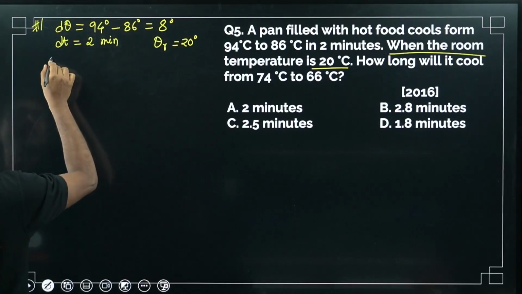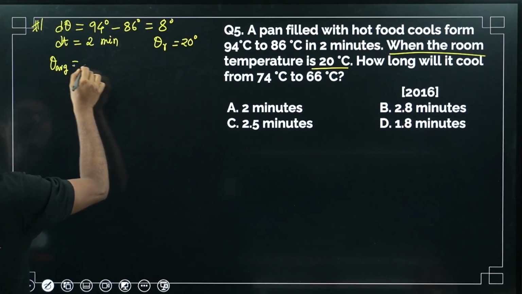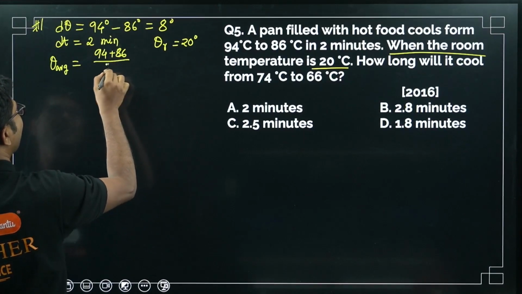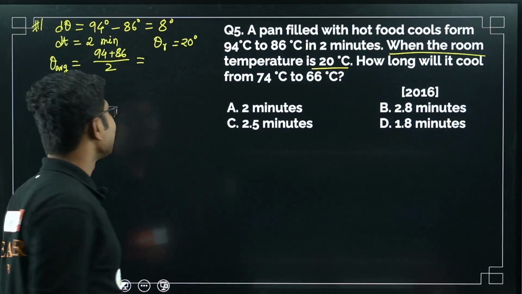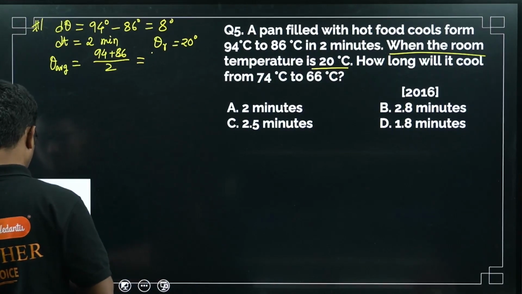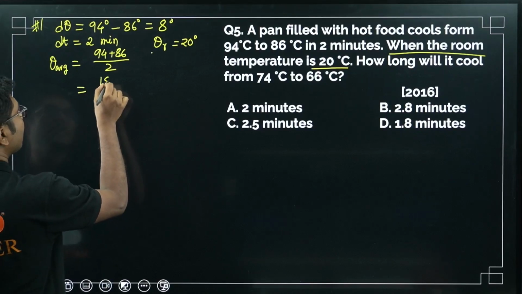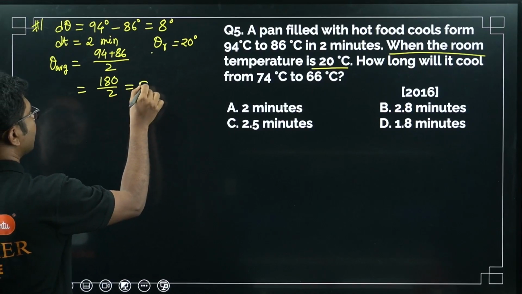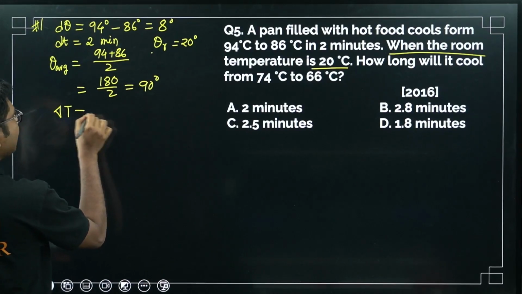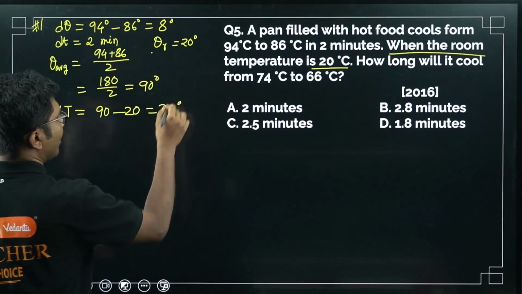So first we have to calculate theta average. Theta means temperature, right? So what is the average temperature? 94 plus 86 divided by 2. This is how we calculate average, right? So it will be 100 plus 80, so 180 by 2. No matter how you do the addition, don't use a calculator. So it is 90 degrees, the average. So what is delta T? Delta T is 90 minus 20, that is 70.